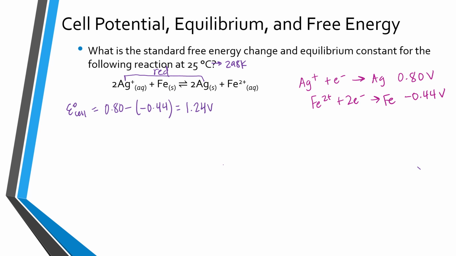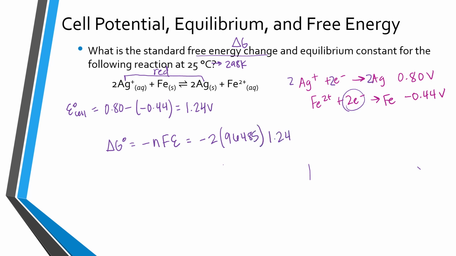Now it asks me for free energy change, that's delta G. So my equation, delta G equals negative N F E. N is the number of electrons. So I look here, I'm going to multiply this one through by 2. That's going to cancel out my electrons. So N is 2 times Faraday's constant times the cell potential. And that gives me a delta G value of negative 239,282 joules or negative 239 kilojoules.